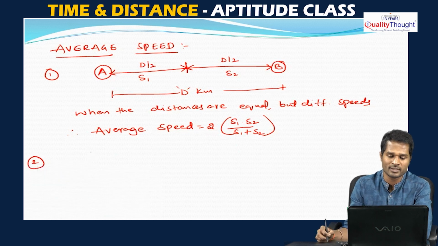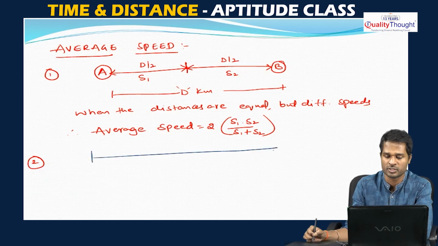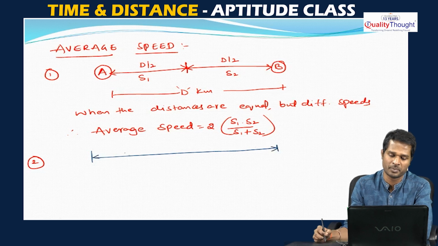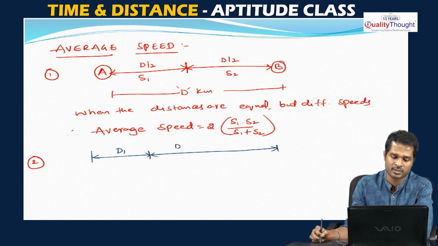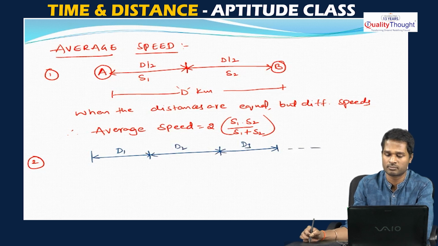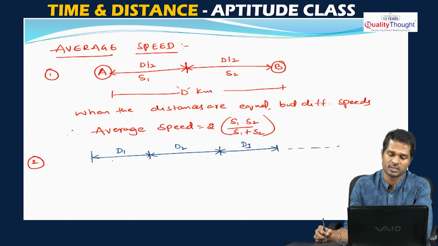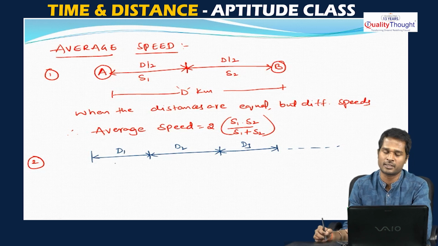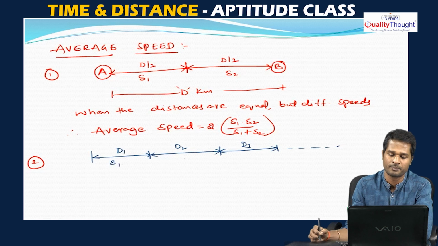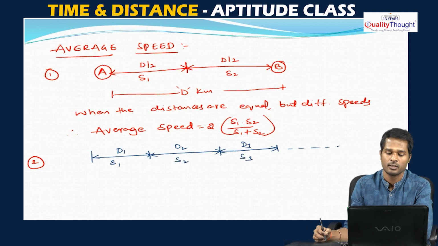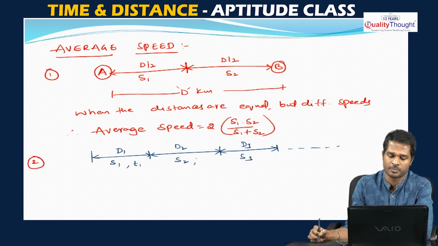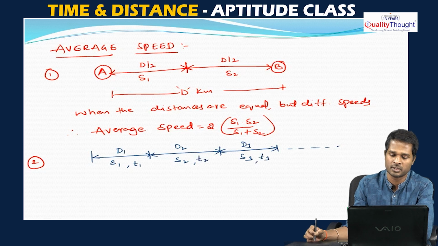But what will we do when a single distance d is made into different speeds? For example, first a person travelled a distance of d1, next he travelled a distance of d2, next a distance of d3, and so on. The first distance he travelled with the speed s1 and time t1, the next with speed s2 and time t2, then speed s3 and time t3, like that.